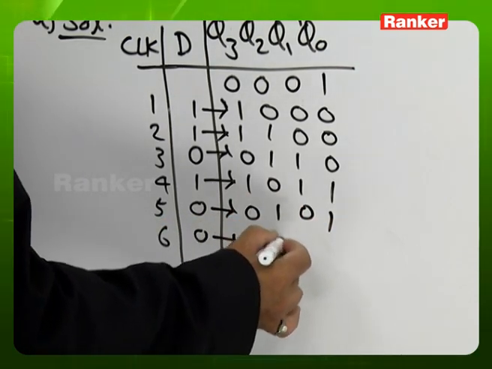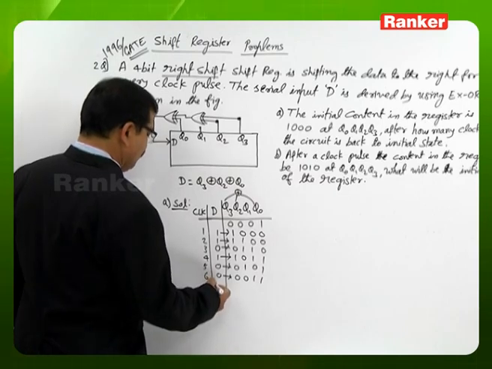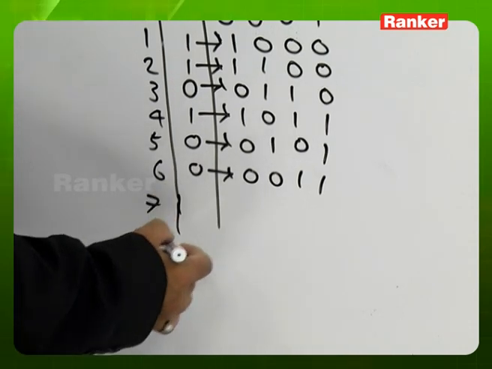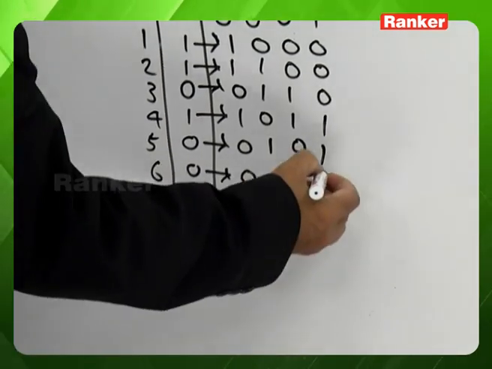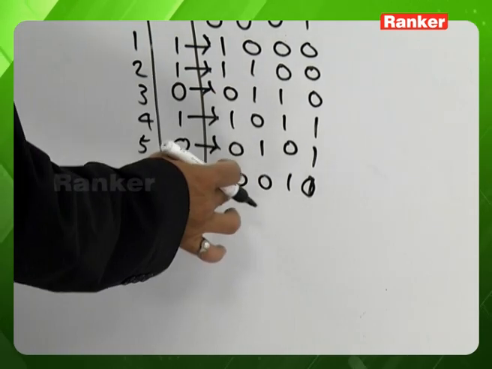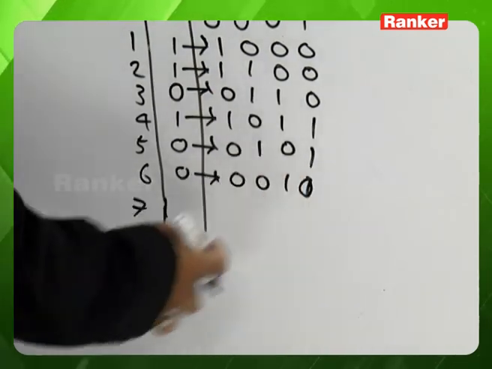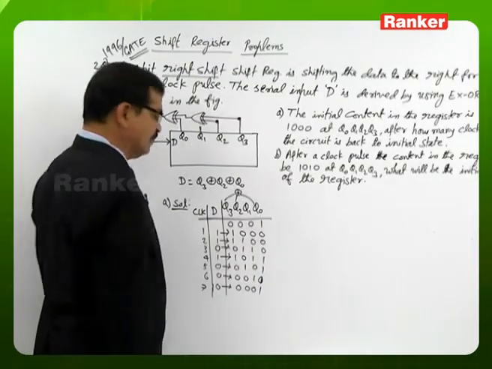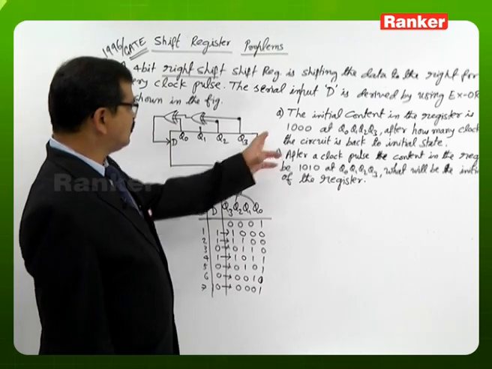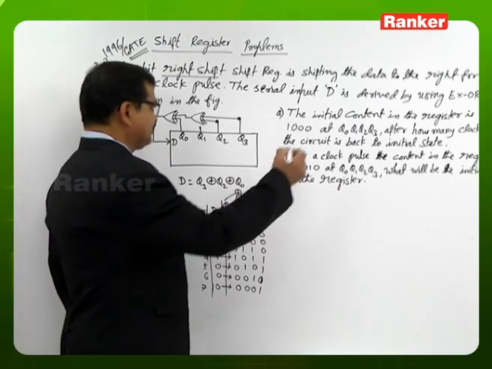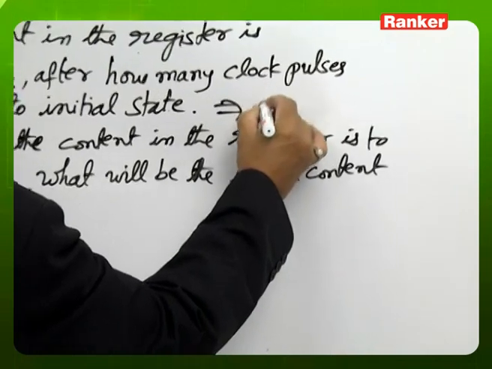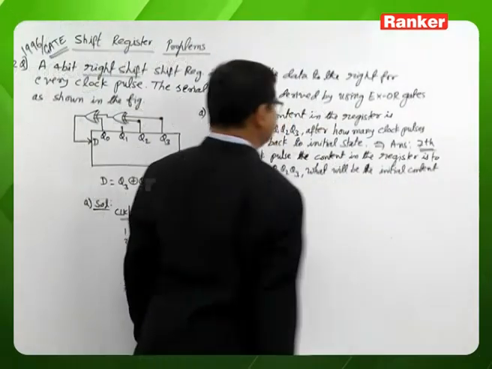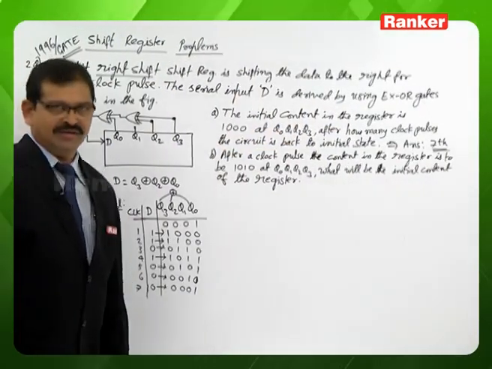So we look at the content. Before the seventh clock pulse, Q3, Q2, Q0 gives 0. After the seventh clock pulse, the circuit is back to the initial state. Hence the answer to the A bit is 7. The circuit is back to the initial state after the seventh clock pulse. It is the correct answer.